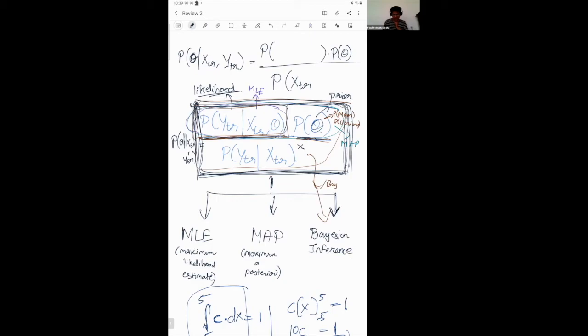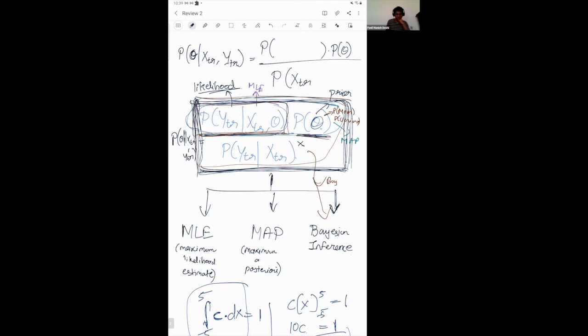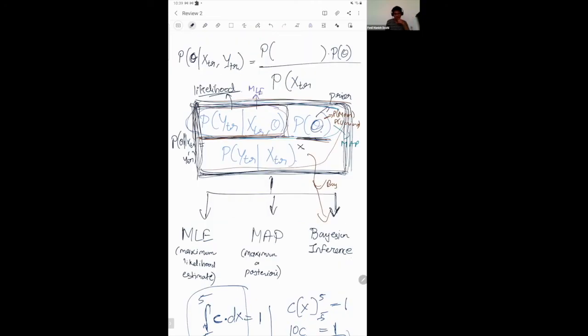Now, can anyone of you tell me, the linear regression that we did earlier in the first lecture, the weights that we obtained, was that an MLE estimate? Was that a MAP estimate? Or was that the full Bayesian inference estimate? I think that was a MAP because we did take the prior into account.